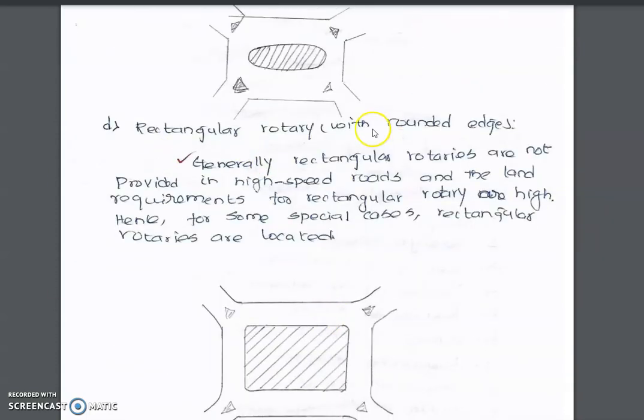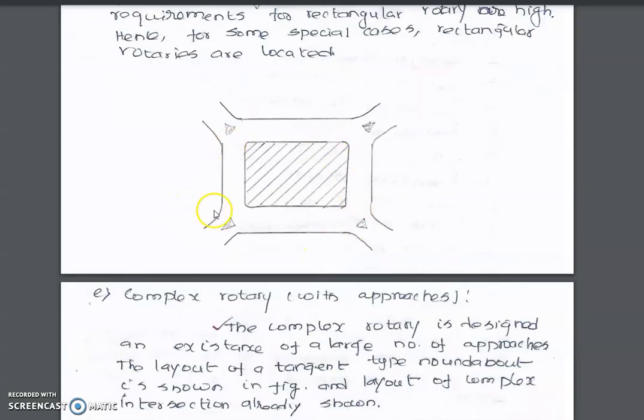Then next, the rectangular rotary with rounded edges. Generally, rectangular rotaries are not provided on high speed roads because the land required for a rectangular rotary is high. So for some special cases, we don't have any other option, and from that area the rectangular rotaries are located. This is the exact picture of a rectangular rotary intersection.